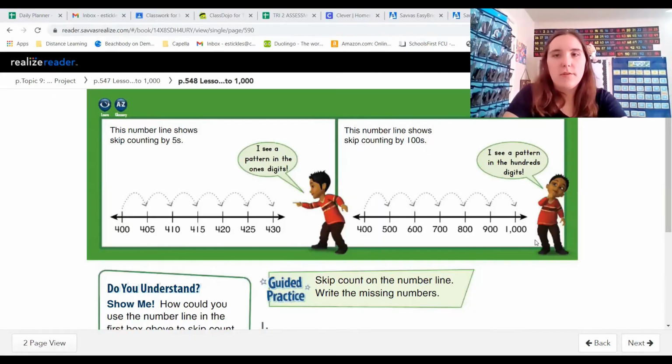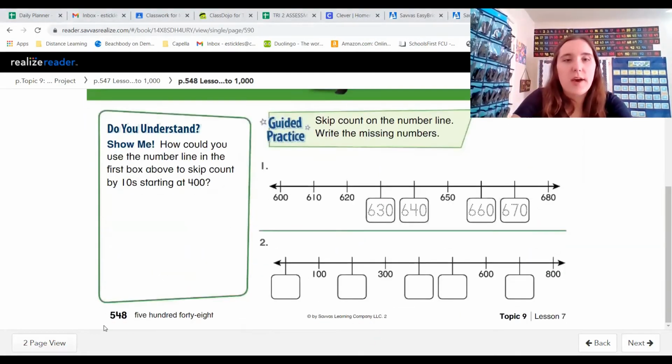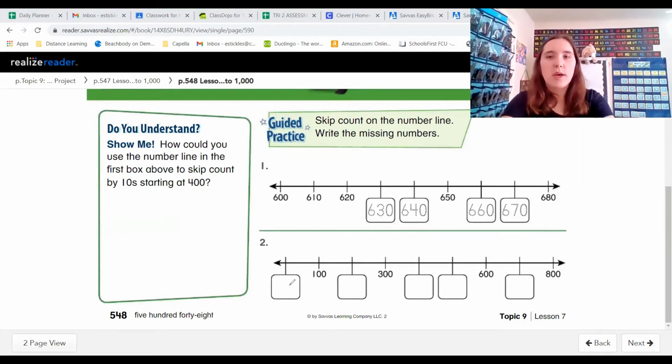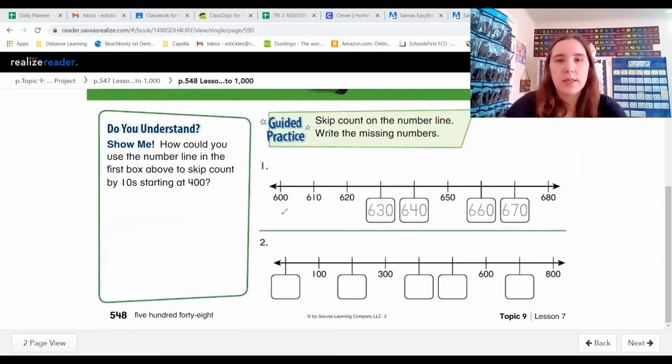Okay, let's get some practice in our workbooks. So you should have your workbook, and we're going to turn to page 548, so make sure you do that now. Pause me if you need to, and get your pencil, and then we're going to do these two guided practice problems together. It says skip count on the number line, write the missing numbers. So let's look at our first number line. It goes 600, 610, 620, missing number, 650, missing number, 680.